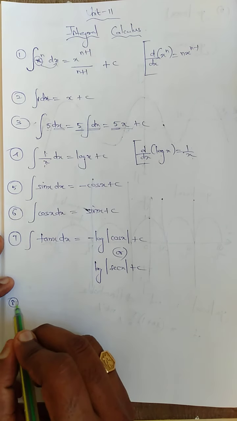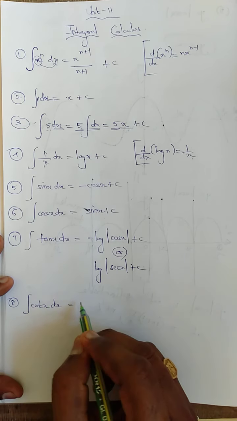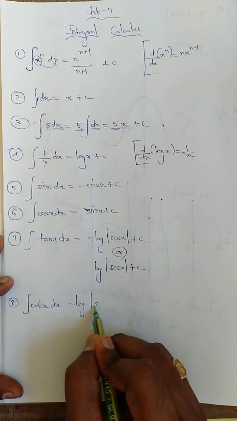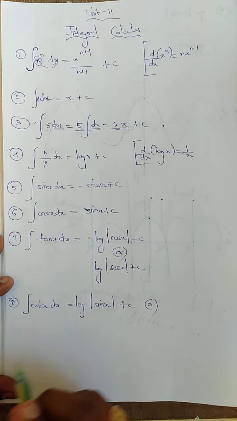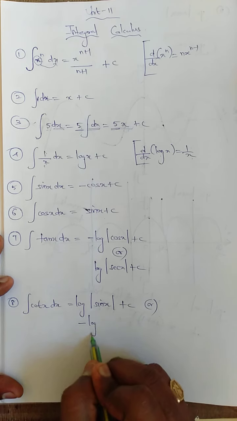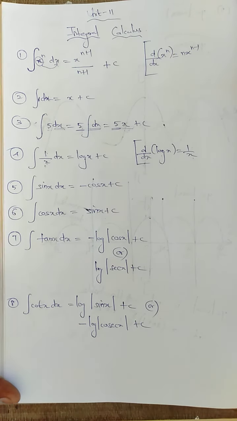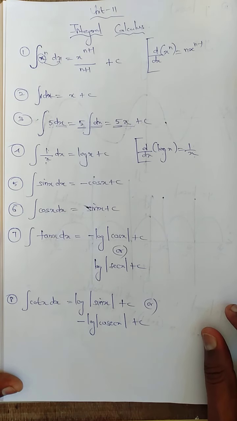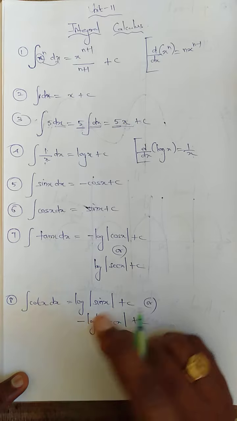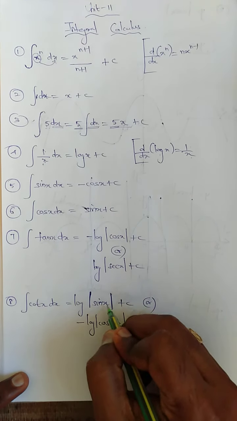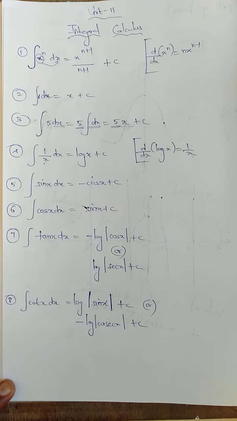Next, eighth formula, integration of cot x into dx is nothing but log modulus of sin x plus c. Otherwise, we can write another formula also, minus of log cosecant x plus c. Both are the same, we can use any one formula. Once again, you don't need to put modulus also; sometimes we'll put a bracket, log of sin x. This is the eighth formula.